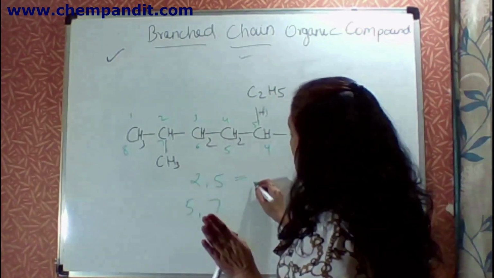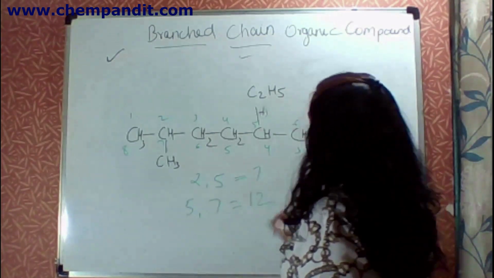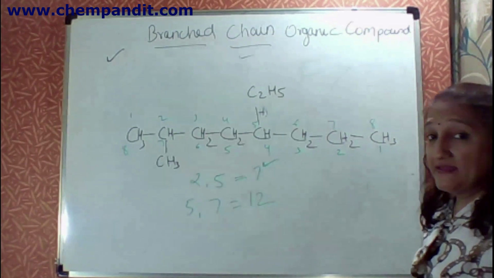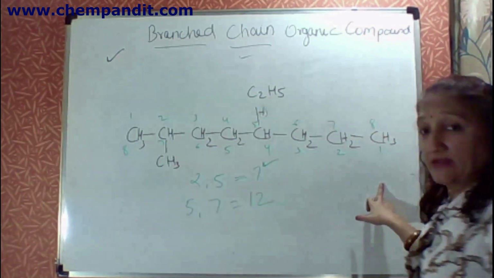As we have done earlier, we will total this. This will become 7 and this will become 12. So we will consider the lowest number. This means we will follow the sequence from left to right.